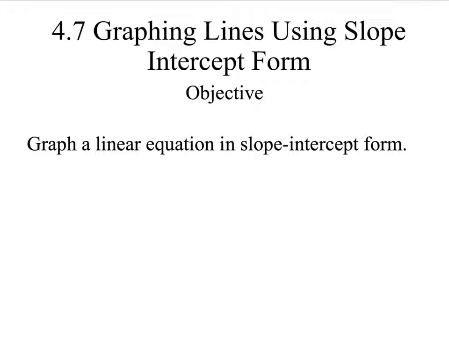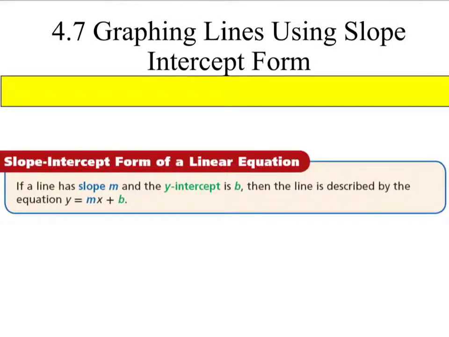And you've actually done pieces of slope-intercept form when you started putting things into function form. So moving on. Please write this down. It says what slope-intercept form means. If a line has slope m and the y-intercept is b, then the line is described by the equation y equals mx plus b. Okay, so I want you to write that down and then I will discuss it.